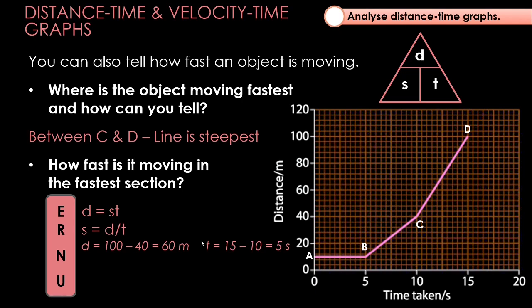So to find my speed, I'm going to put 60 over 5. 60 divided by 5 is 12. So the speed that it's traveling is 12 meters per second. Between 10 and 15 seconds, there's C and D. That means that the person or the object is covering 12 meters every second.